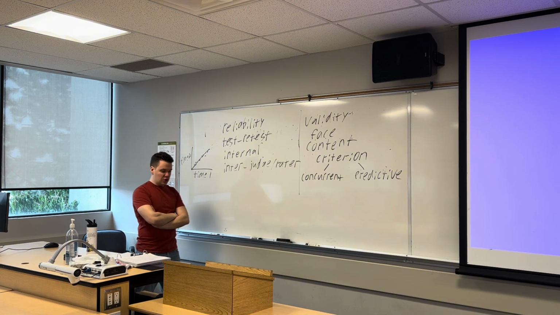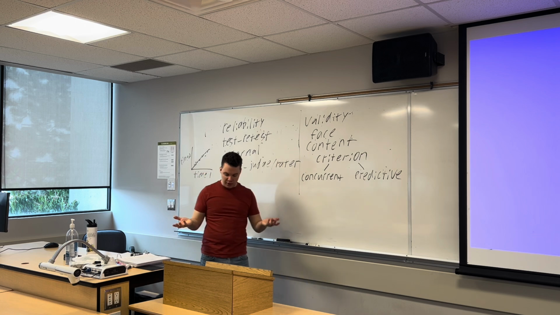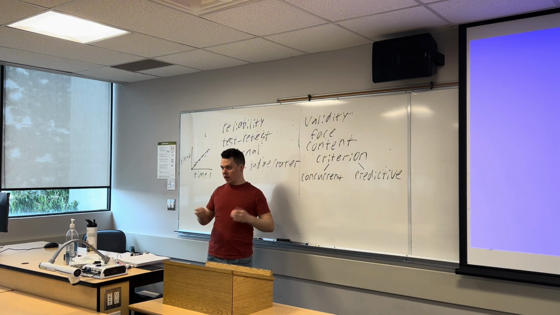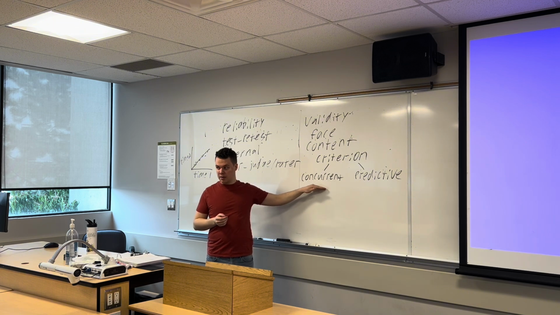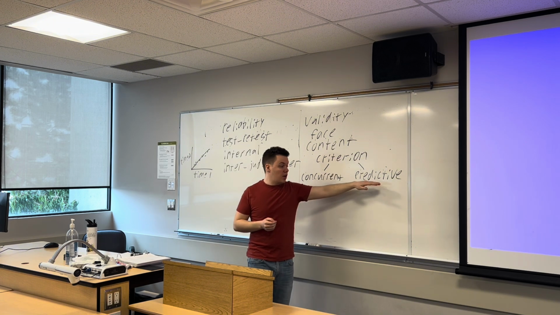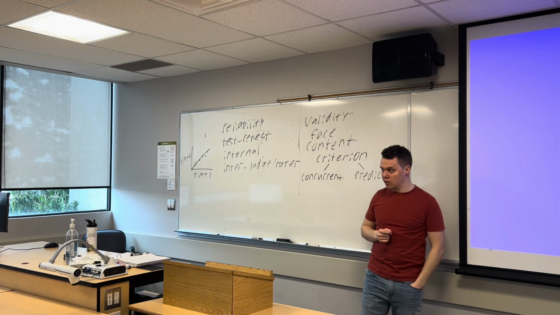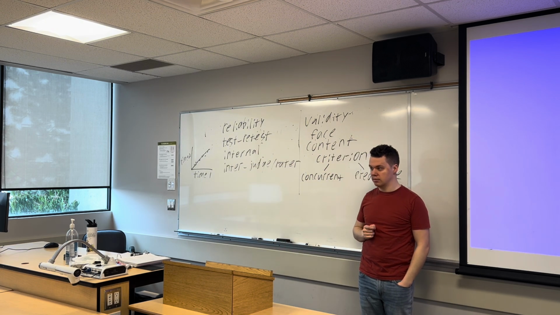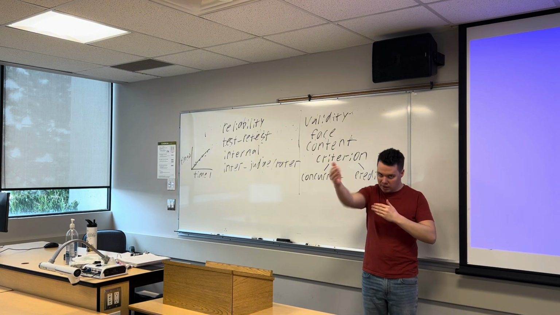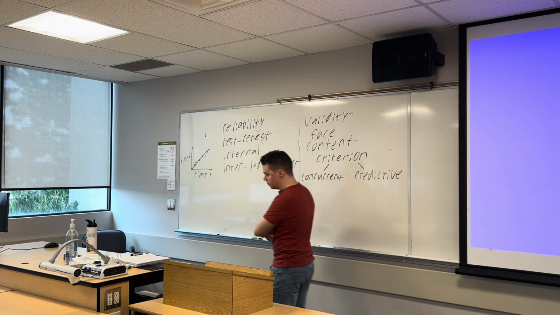So, simple case, I look for a correlation between IQ score and grades. Obviously I won't do this, but if I gave everyone in the class an IQ test and asked for your GPA now, that would be concurrent validity. If I give you the IQ test now and measure your GPA in 2 years, that's predictive validity. Right, because predict means about the future.